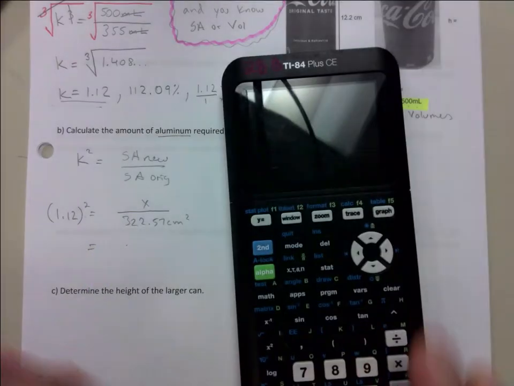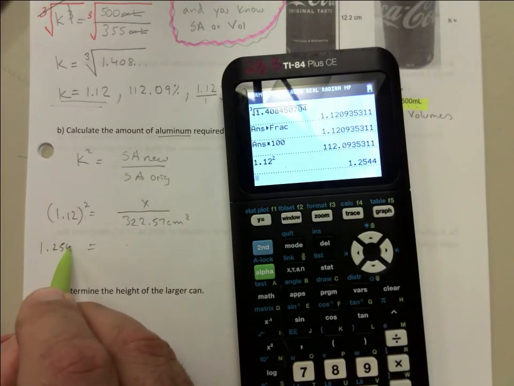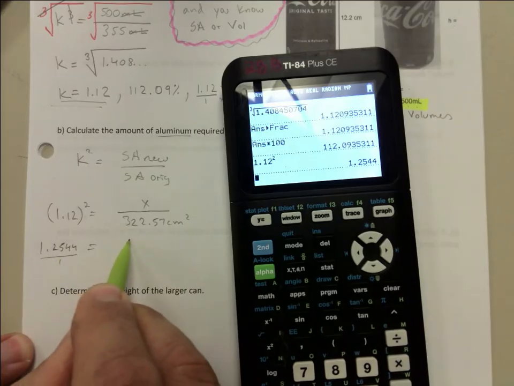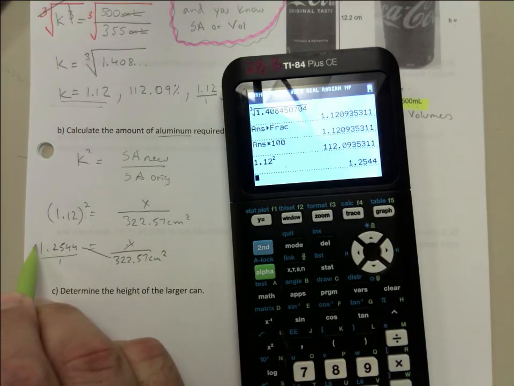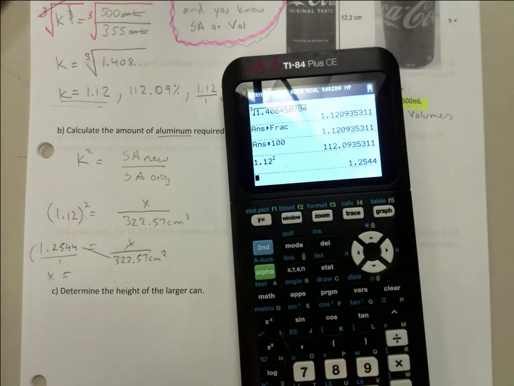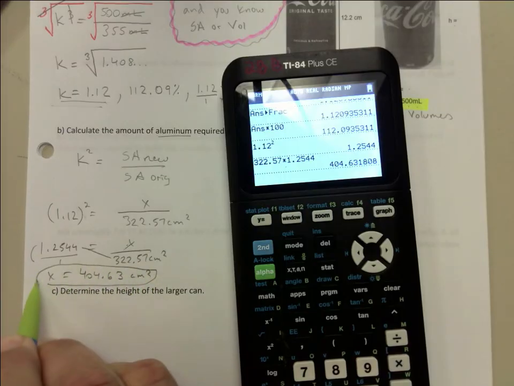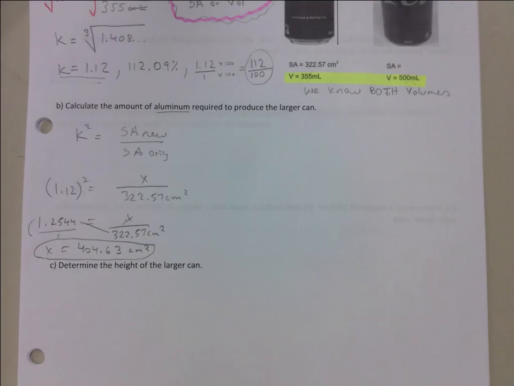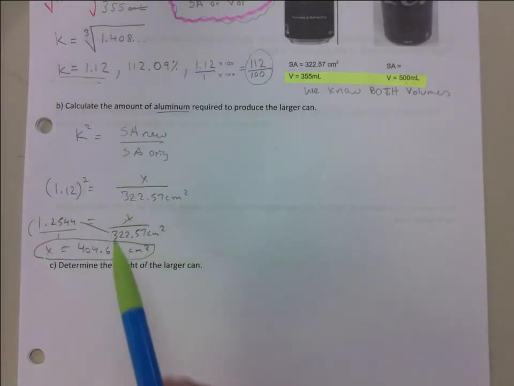Now we square it. Just square it. And so that's 1.2544. You can put a 1 underneath, why not? Some of you might think that's silly, right? That's okay. My kids think that at home as well. Okay. 322.57 times my previous answer. So it's 404.63 centimeters squared. I know I didn't show the work there. I apologize. That's that. Okay. You had to square your scale factors because we're dealing with squared units.